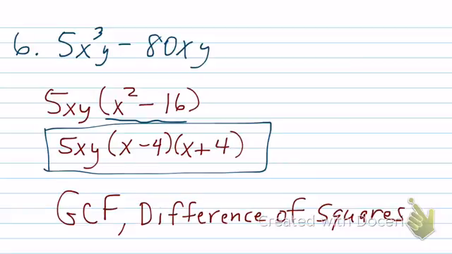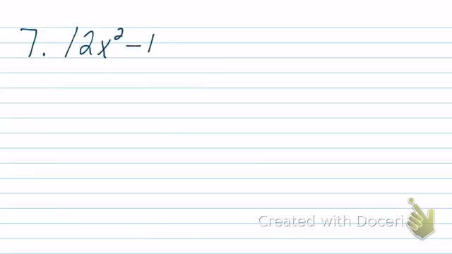So notice you could even multiply these and you'd get what we have here, and then distribute and you would have what we started with. So again, I would remind you, you can always multiply to check your answers. Number 7.